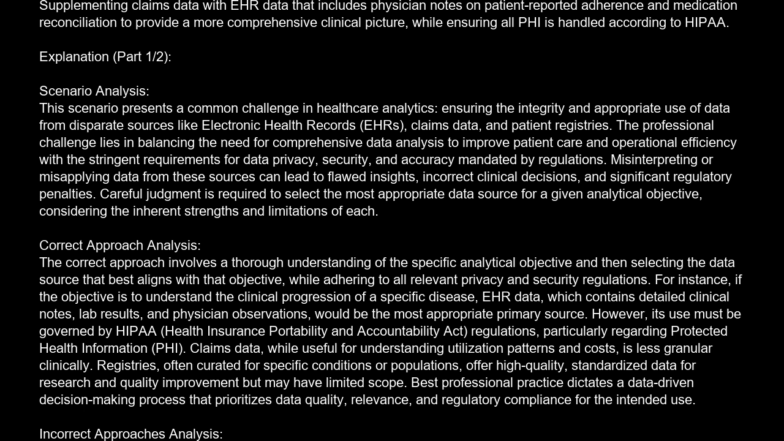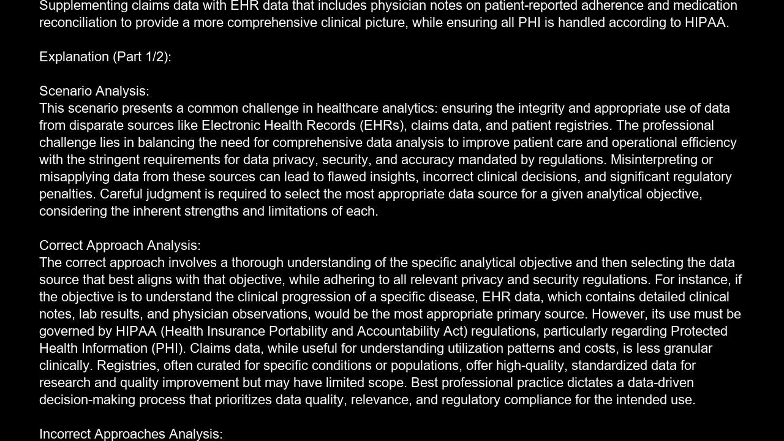For instance, if the objective is to understand the clinical progression of a specific disease, EHR data, which contains detailed clinical notes, lab results, and physician observations, would be the most appropriate primary source. However, its use must be governed by HIPAA (Health Insurance Portability and Accountability Act) regulations, particularly regarding protected health information (PHI). Claims data, while useful for understanding utilization patterns and costs, is less granular clinically.